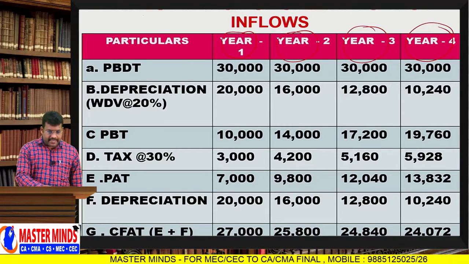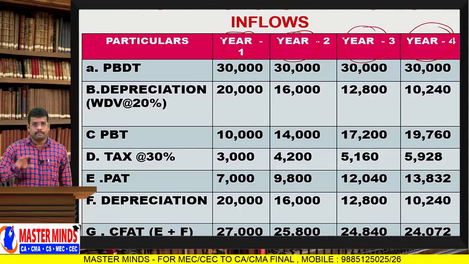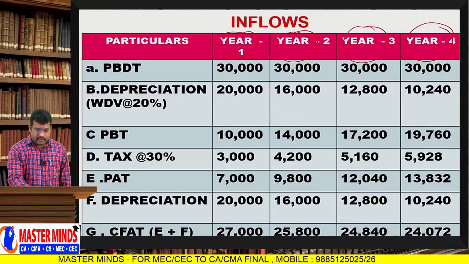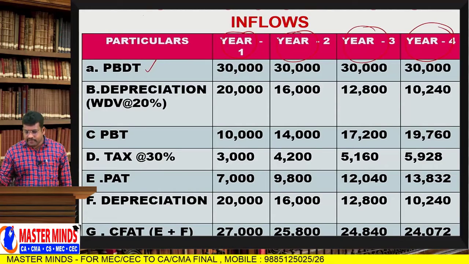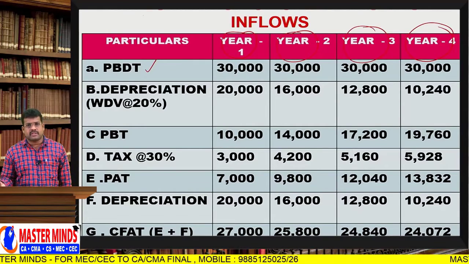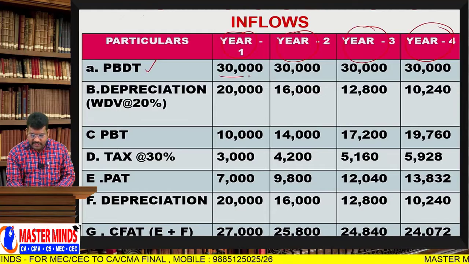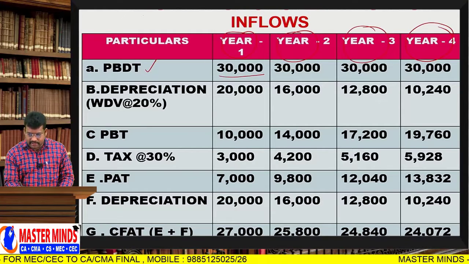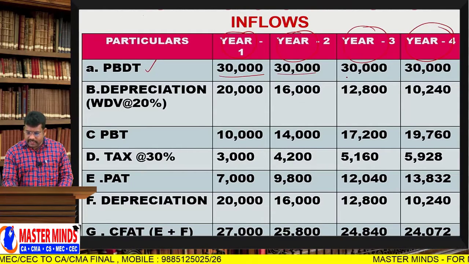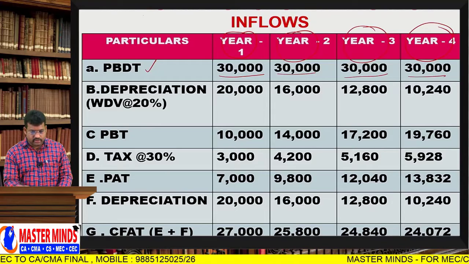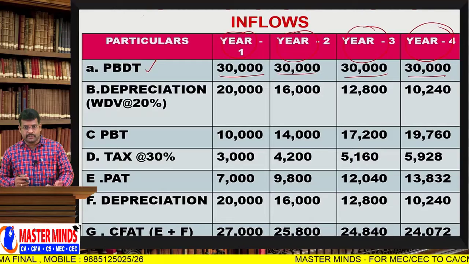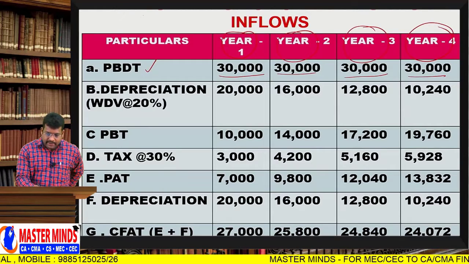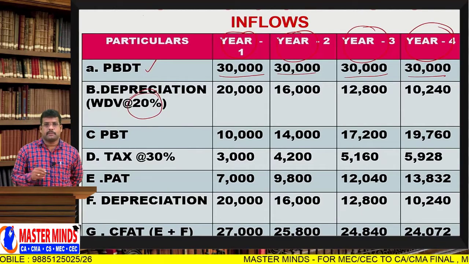First, in this problem, they have given PBDT, profit before depreciation and tax. I took the PBDT as 30,000 for the first year, second year, third year and fourth year. From that, I have to deduct depreciation. Depreciation is at what percentage? 20% is given in the problem.